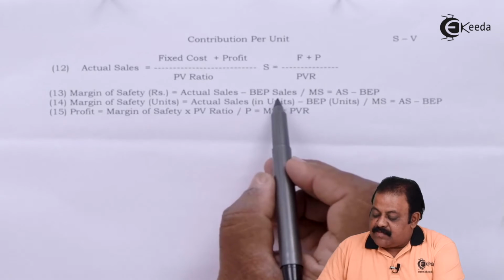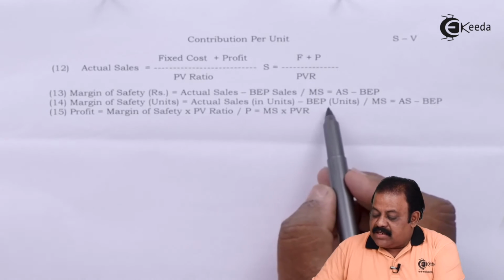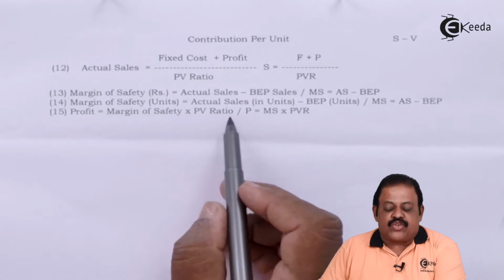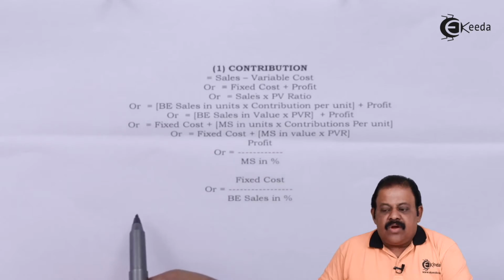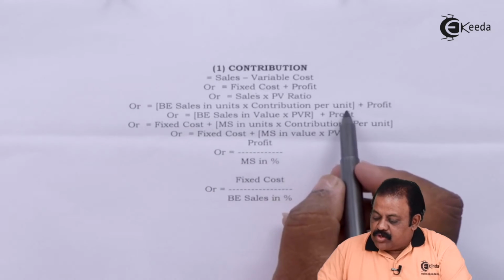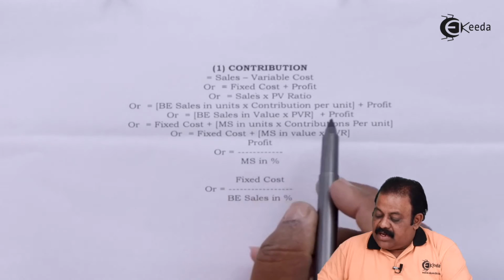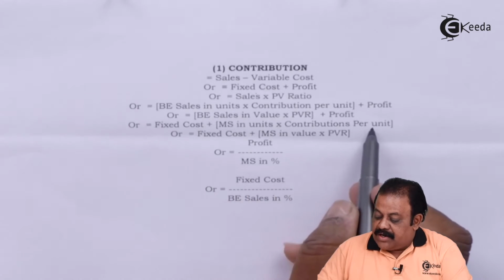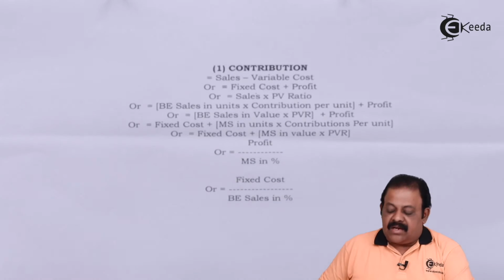Margin of safety is actual sales minus break even point sales. Margin of safety in units is actual sales in units minus break even point units. Profit is equal to margin of safety multiplied by PV ratio. To know contribution: sales minus variable cost, or fixed cost plus profit, or sales multiplied by PV ratio, or break even sales in units multiplied by contribution per unit plus profit, or break even sales in value multiplied by PVR plus profit, or fixed cost plus margin of safety in units multiplied by contribution per unit, or fixed cost plus margin of safety in value multiplied by PVR.